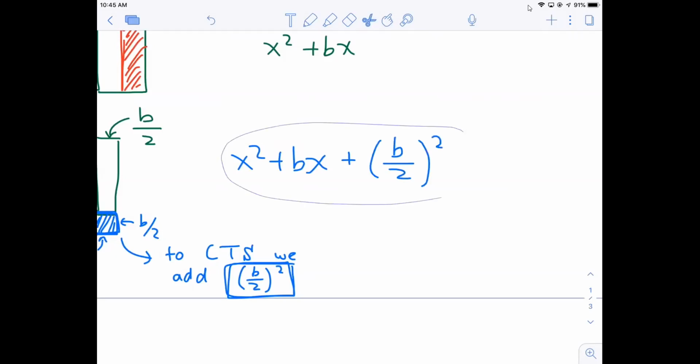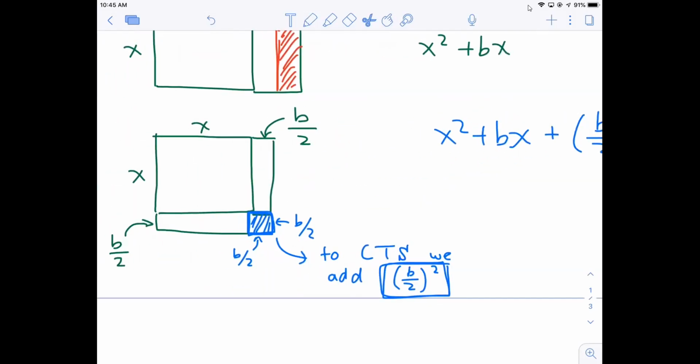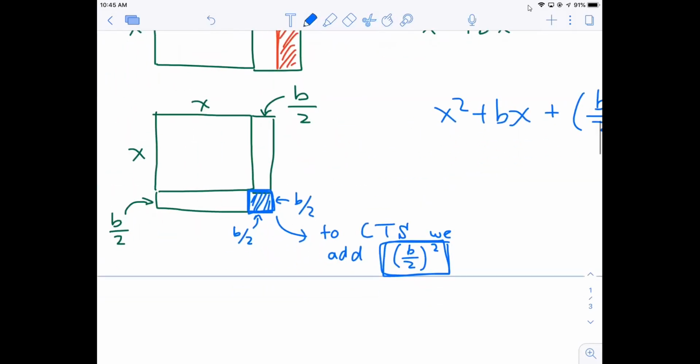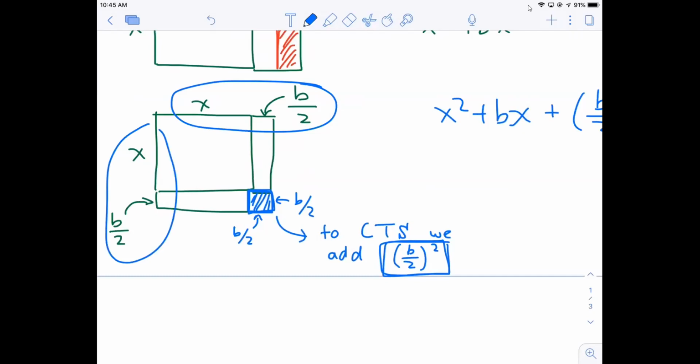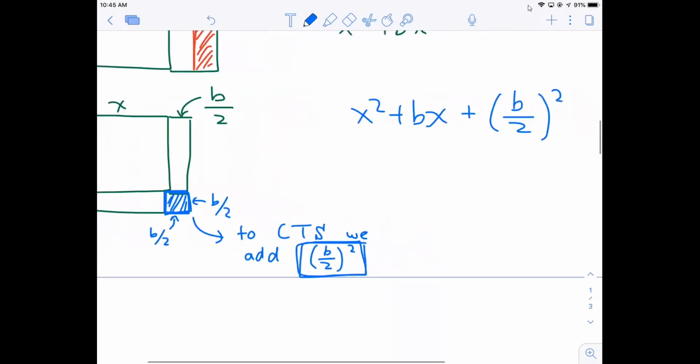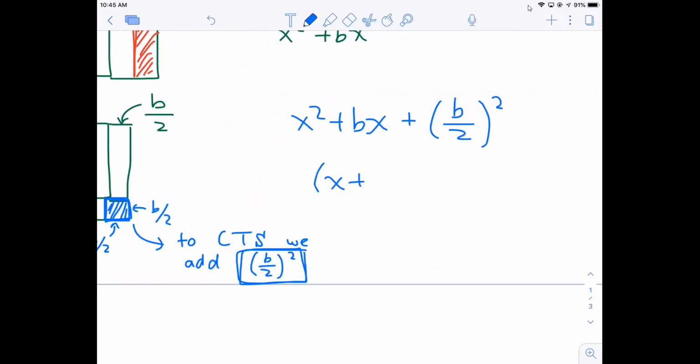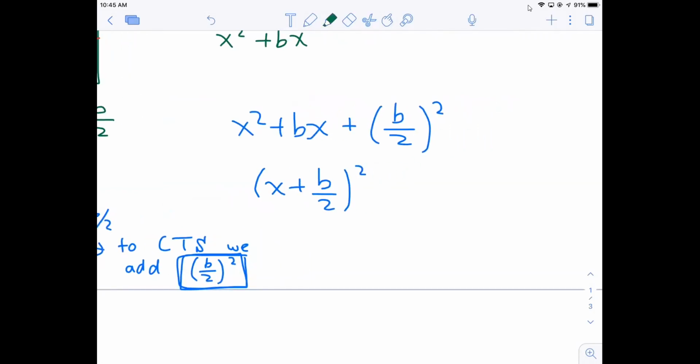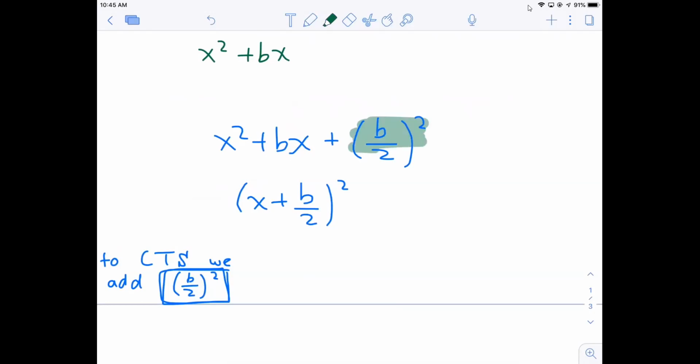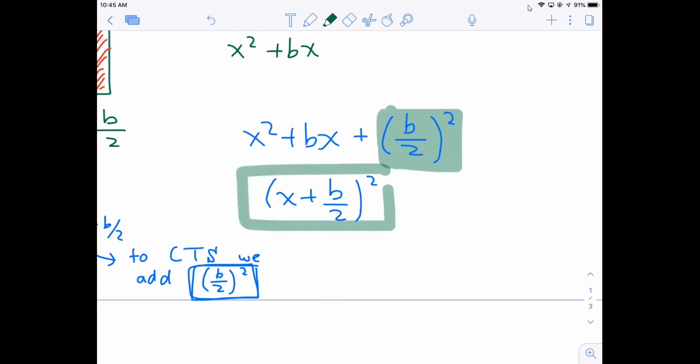And what do we get when we factor this? Well, the area of the square is side times side, or x plus b over 2, that's the length of one side, squared. So whenever we add b over 2 squared, we complete the square by adding this quantity. And it would always factor to something squared because it's a square now. It's a perfect square trinomial.